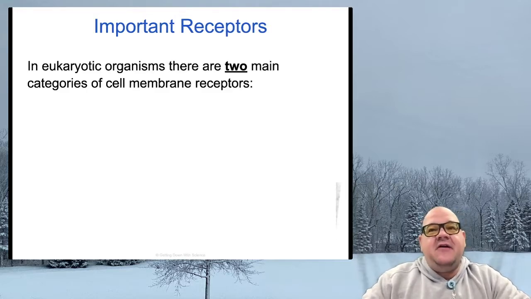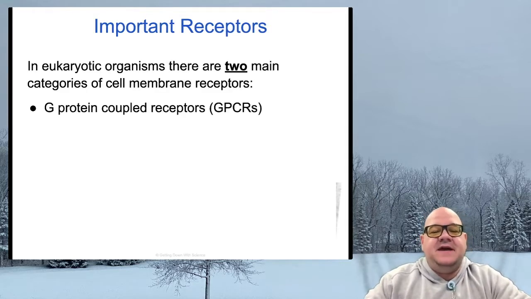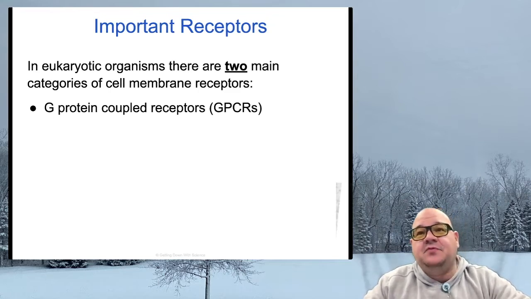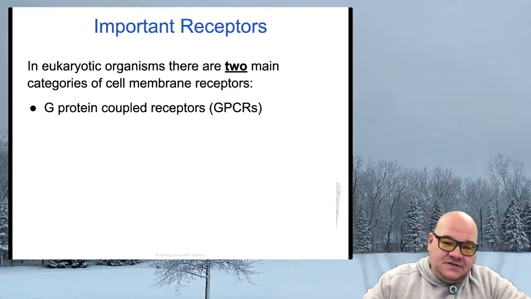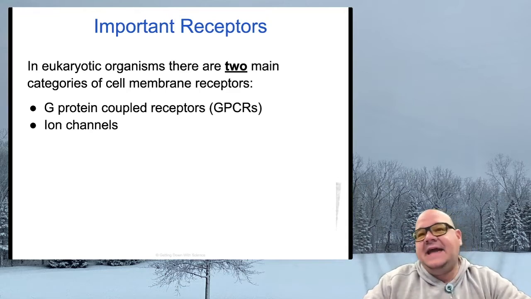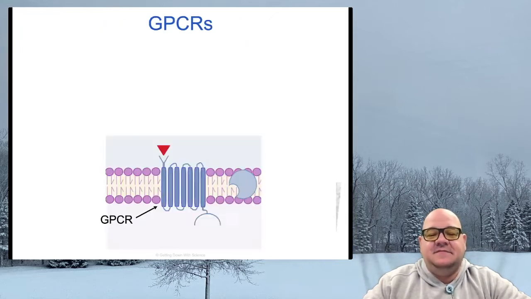And in eukaryotes, there's two big categories of these, and they are G protein coupled receptors, or GPCRs, and ion channels, which you've probably, that one's probably a lot easier for you to visualize, okay? So we're going to start with the one you probably haven't heard of yet, and that's the G protein, okay?